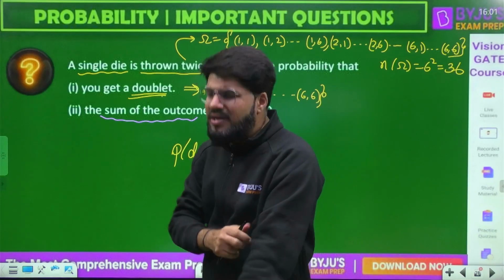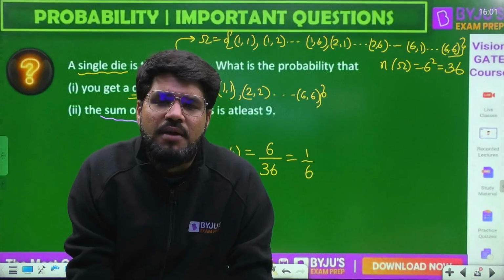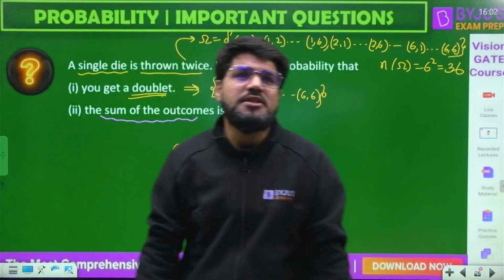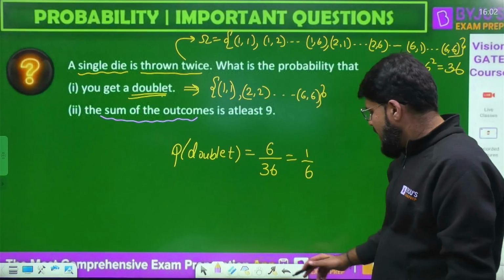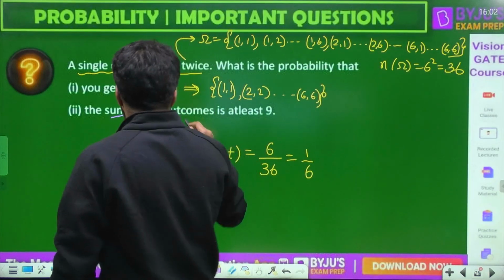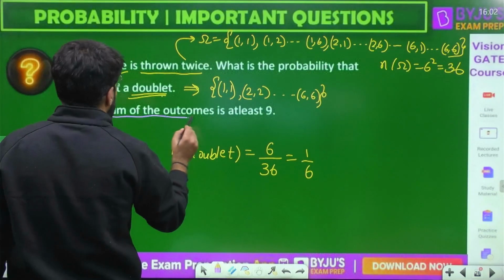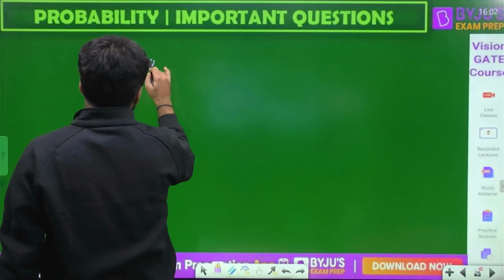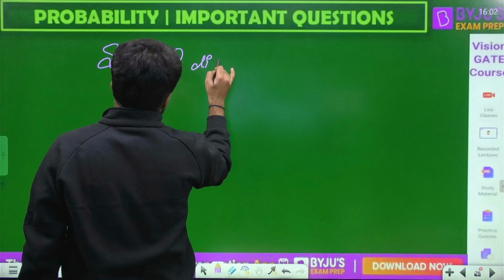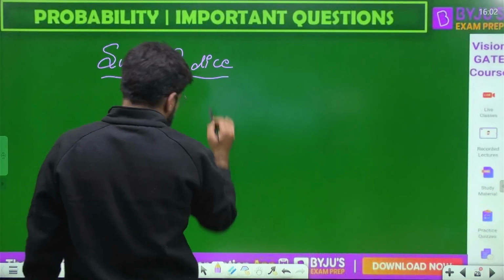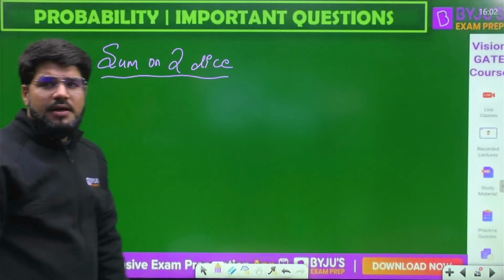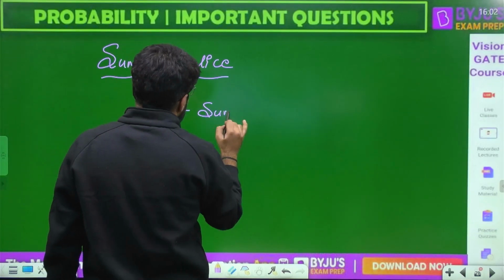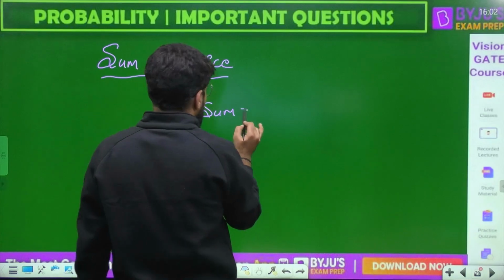What is the probability that the sum of the outcome is at least 9? Now look, you can solve this by seeing how the sum comes up as 9, like 4, 5, 6, 3, etc. But questions based on the sum on 2 dice are important, and you can directly note down a trick. Let the sum on the 2 dice be equal to r.